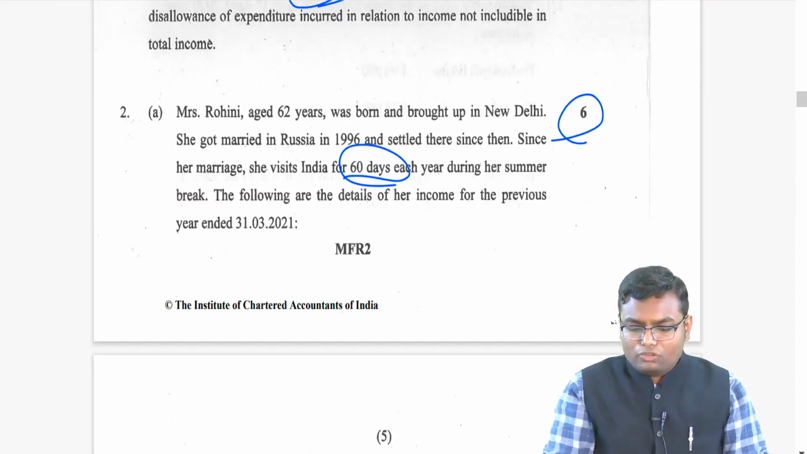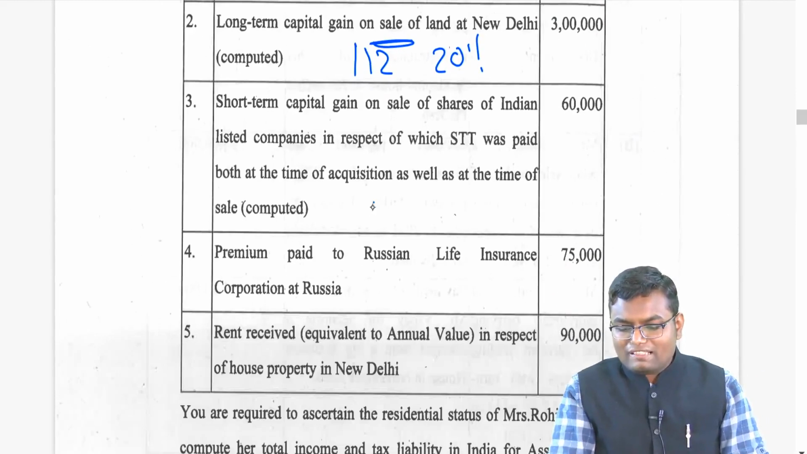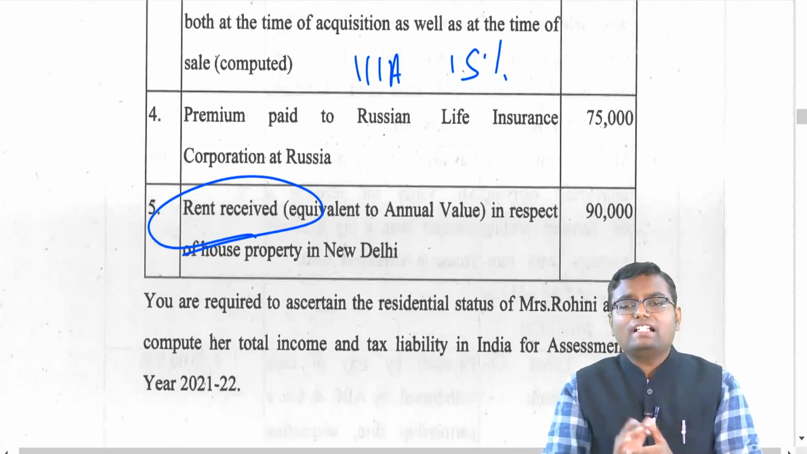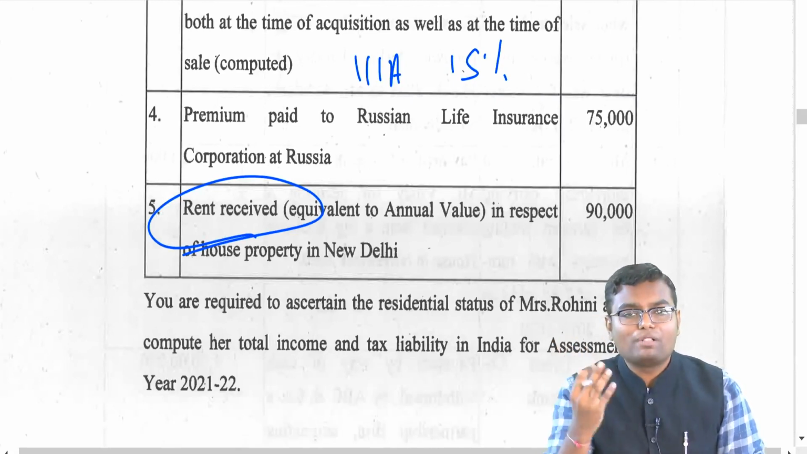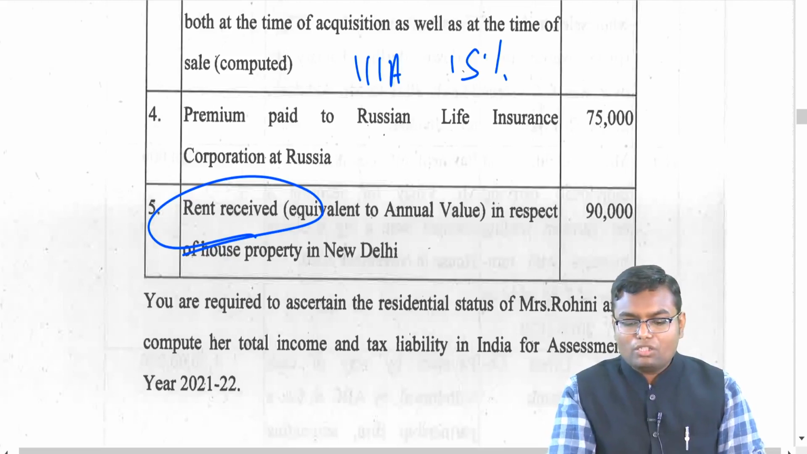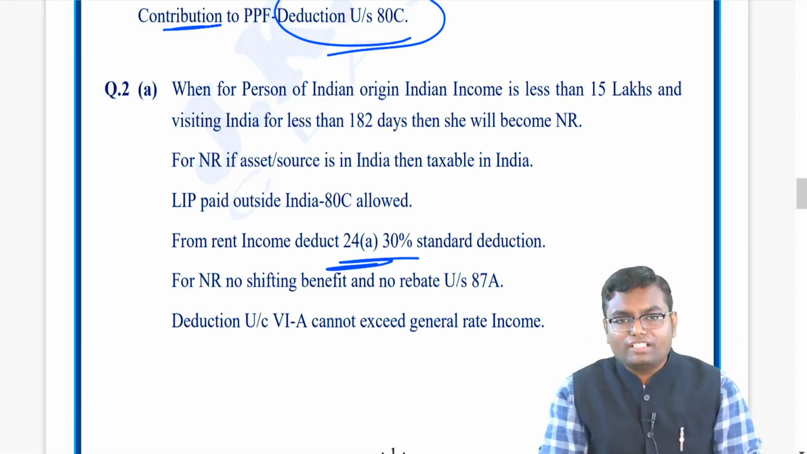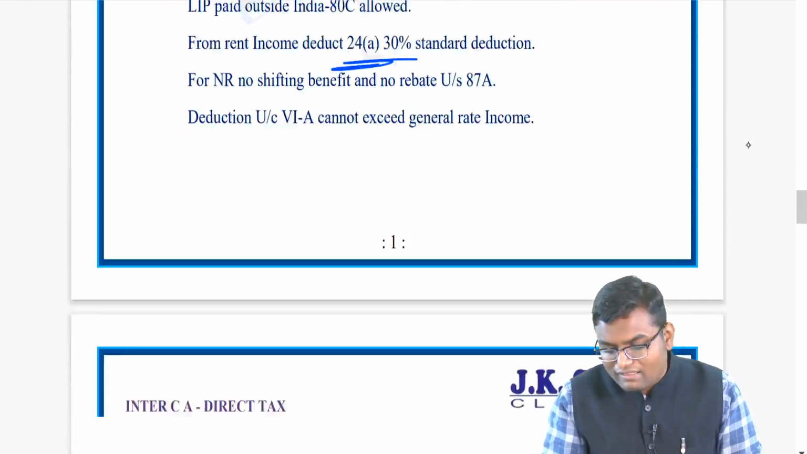In this question, if you see the income, long-term capital gain on sale of land, section 112, 20%. Short-term capital gain on sale of listed share, 111A, 15%. The only general rate income in this question is rental income. After deducting 30%, whatever is the income, your total deduction cannot exceed that house property income. And then the balance will be your total income. But while calculating the tax, don't apply the shifting benefit. Don't apply rebate under section 87A because the person in the question is a non-resident. I hope you understand this.